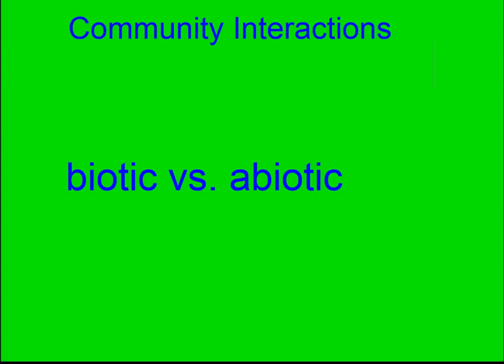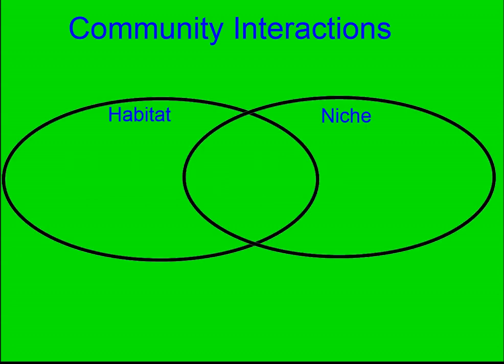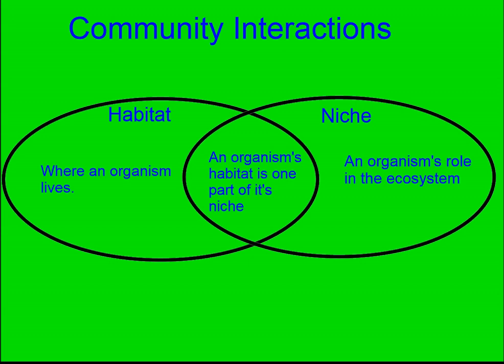Community interactions. You need to understand biotic are living things, abiotic are non-living things. You need to know the difference between a habitat and a niche. A niche is how an organism fits into the ecosystem. It's the organism's role. Habitat is where the organism lives. So an organism's habitat would be part of its niche. But the niche would also include what the organism eats, where it makes its nest, when it hunts, when it sleeps, if it hibernates, everything would be the organism's niche. Habitat is just where it lives.